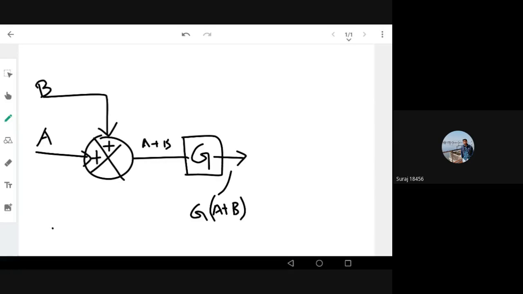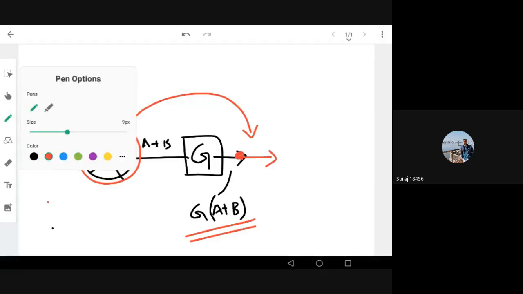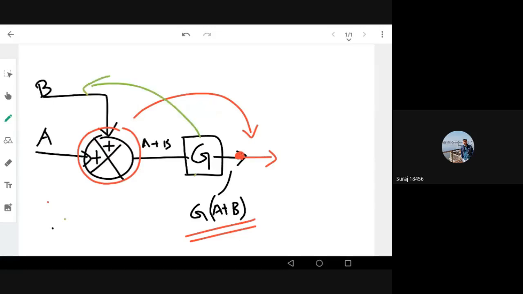Now if I need to move the summing point ahead of the block, that means I need to move this summing block ahead of the gain, somewhere here. So what will happen? You just need to focus on the output. Here we are getting output G into (A plus B). So if I move the summing block ahead of the gain block, I need to give the gain individually to both of the signals. I need to give the gain to A, and also to B. Why? Because my output is G into (A plus B).